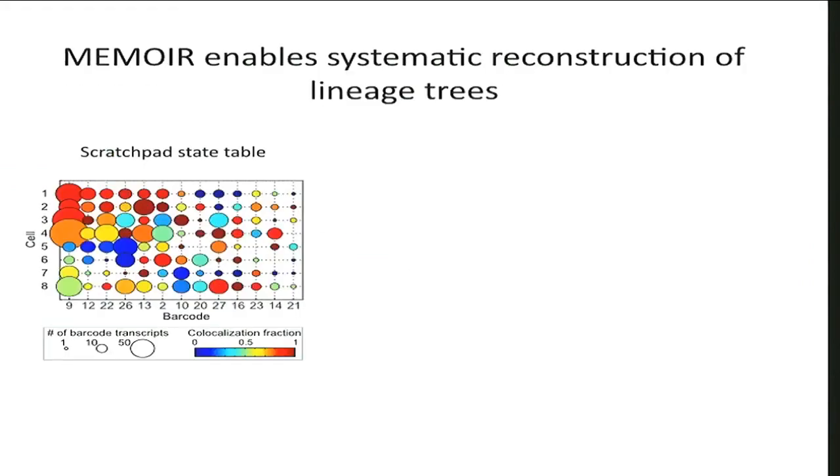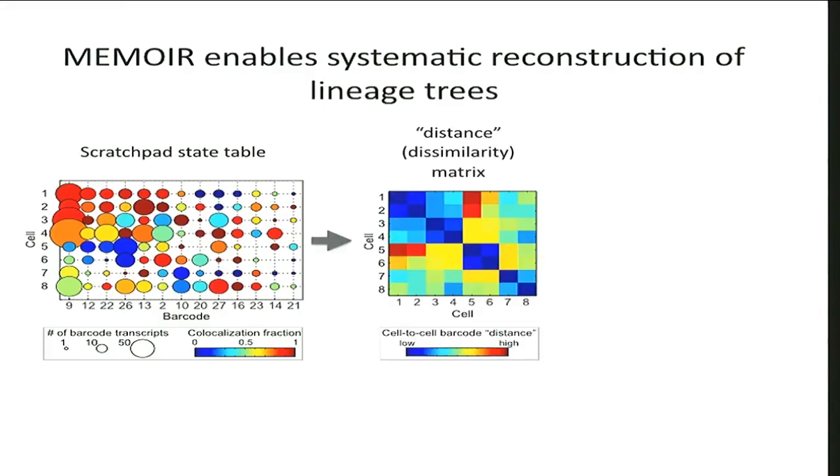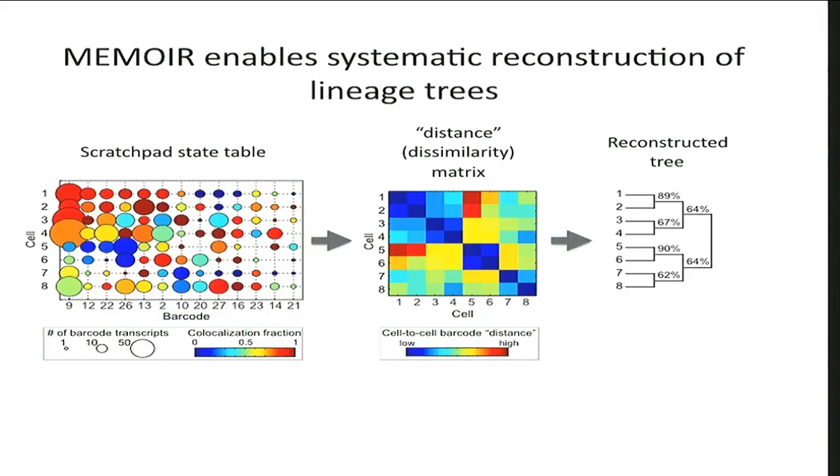Okay, so if you do this now for many different colonies, you can make for each colony a table where this is the number of the barcode in the cell. The color here represents the fraction of those scratch pads that have been scratched out. And from this table, you can then make a kind of distance matrix that tells you for each cell how similar or dissimilar it is, really, from every other cell in the colony. And from that, you can reconstruct these trees. These are the lineage trees. Now, how do I know the trees are right? I know because at the same time we did this experiment, we actually recorded a movie.